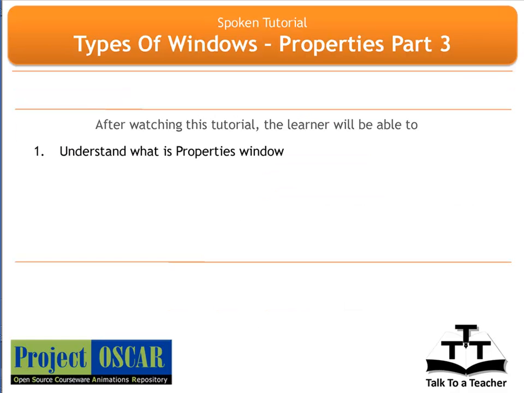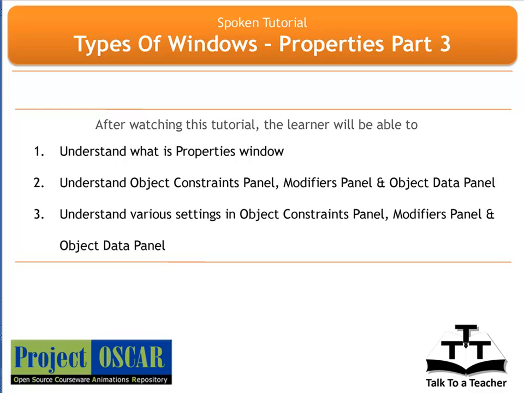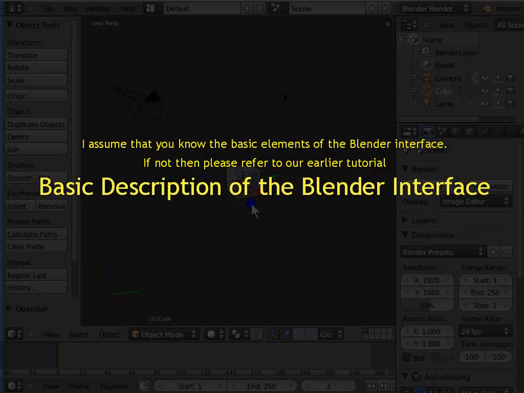After watching this tutorial, we shall learn what is the Properties window, what are the Object Constraints panel, Modifiers panel, and Object Data panel in the Properties window. What are the various settings in the Object Constraints panel, Modifiers panel, and Object Data panel of the Properties window? I assume that you know the basic elements of the Blender interface. If not, then please refer to our earlier tutorial, Basic Description of the Blender Interface.